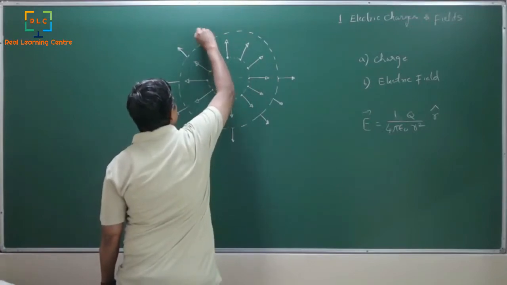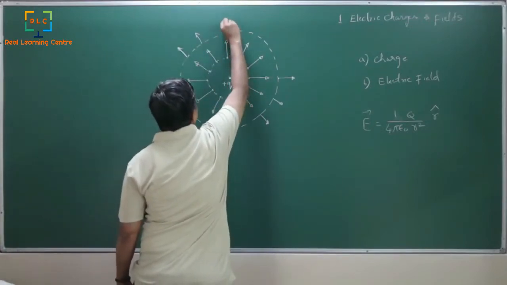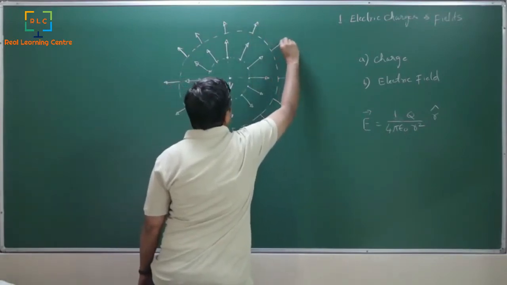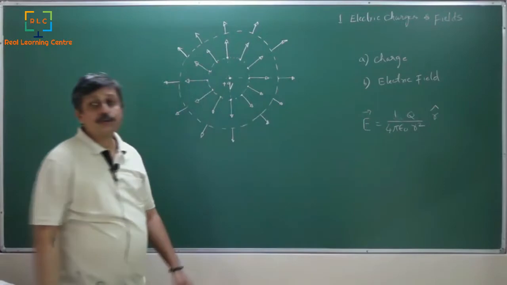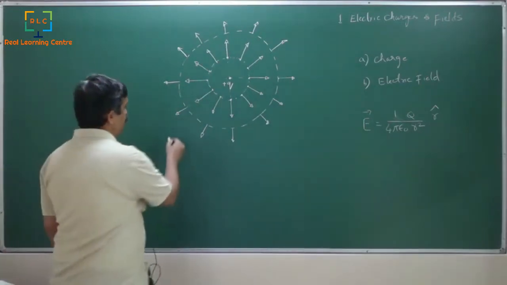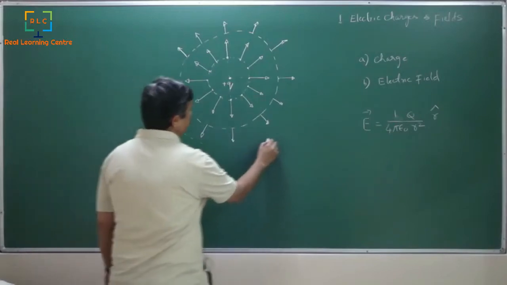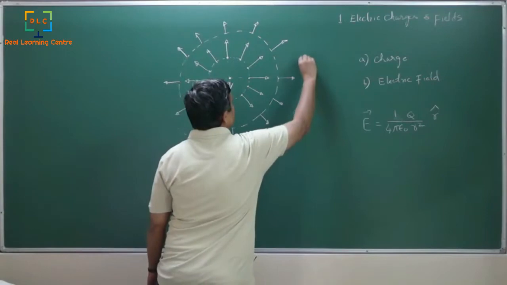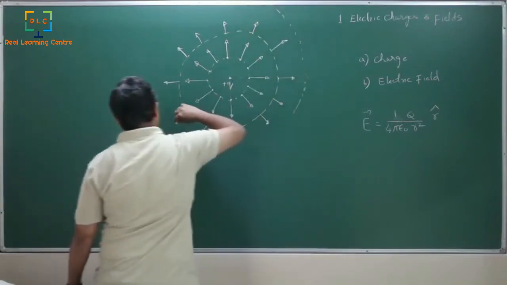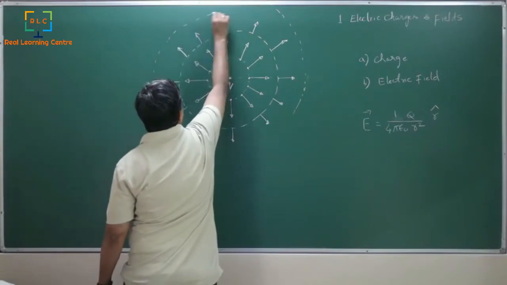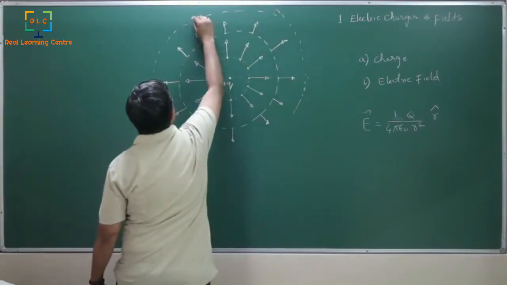These lines are all smaller, and you can clearly say that if I draw even one more imaginary circle around this, it is because for a unit charge the electric field is spherically symmetrical.